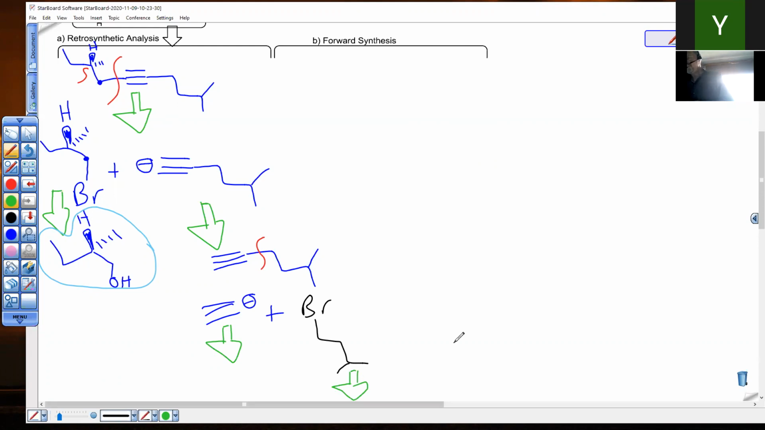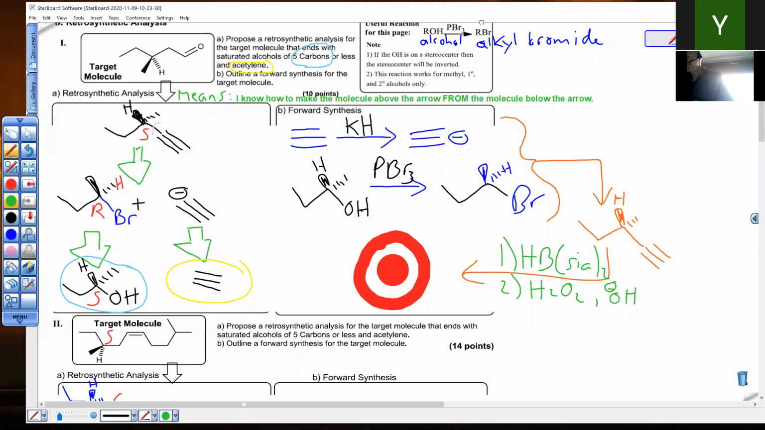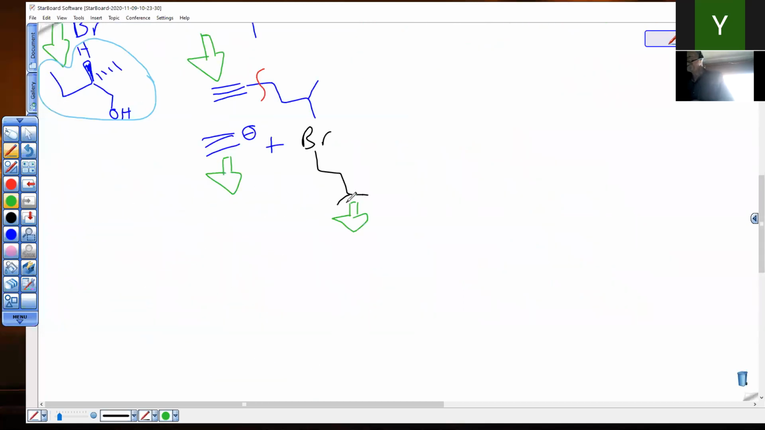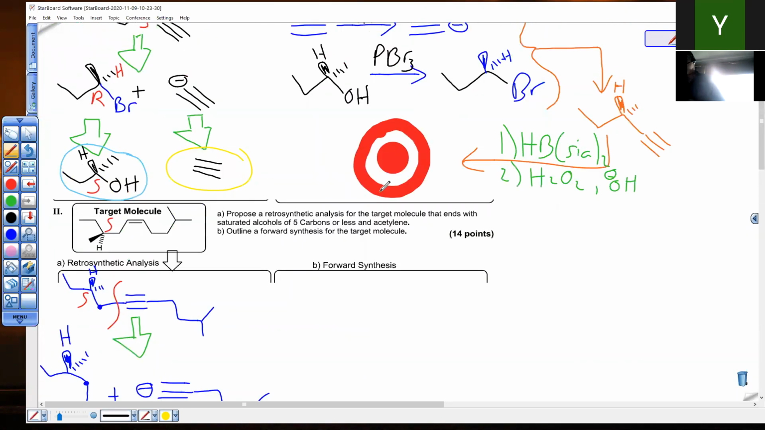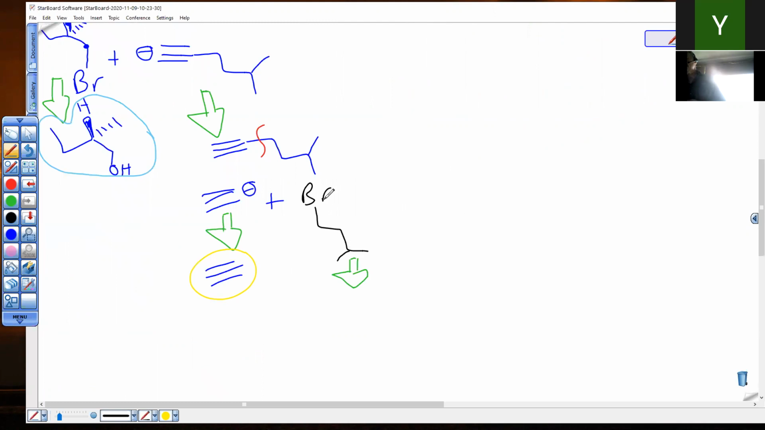That's a pretty lazy looking retro arrow there, but it's going to be a tall page. Might end up being real small writing. This came from acetylene. Circle it. Where do we get alkyl bromides from? They're not on the list of things you're allowed to start with. Molecule that ends with saturated alcohols. Well, HO with the same number of carbons. There you go. That is the end of the retrosynthetic analysis portion of this.